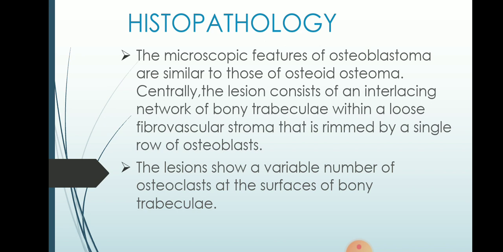Histopathology. The microscopic features of osteoblastoma are similar to those of osteoid osteoma. Centrally, the lesion consists of an interlacing network of bony trabeculae within a loose fibrovascular stroma that is rimmed by a row of osteoblasts.